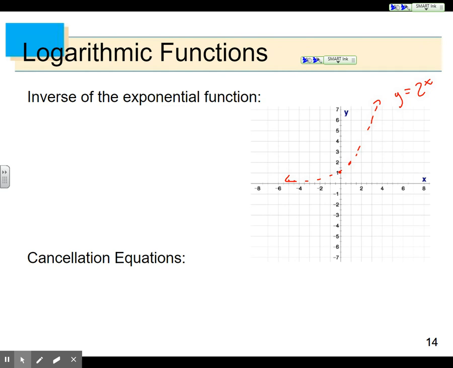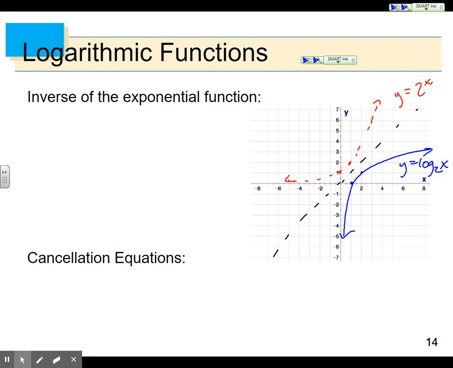If I reflect this over this imaginary line that's running through here, instead of going through 0, 1, I'm going to go through 1, 0. Again, just switching my x's and y's. My log function looks like so. So what does that mean for me? This line right here would actually be log base 2 of x.